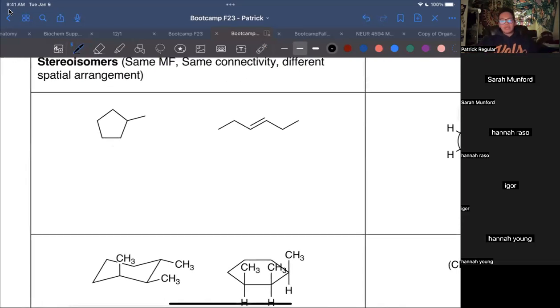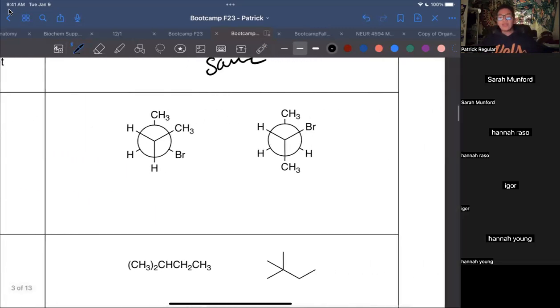But we know, hey, all of these carbons and hydrogens are attached differently. This is going to be a constitutional isomer. Same molecular formula, different connectivity. Now this one's a little tough.